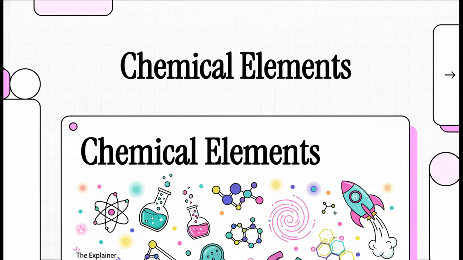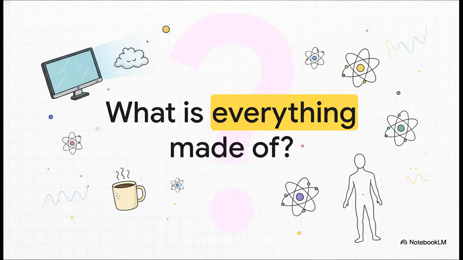Today, we're jumping right into one of the biggest questions you can ask. What is our universe actually made of? We're talking about the chemical elements. And I mean, seriously, just take a second and look around. The phone or computer you're watching this on, the tree outside your window, the air you're breathing, even you. What is all of this stuff really made of? Well, the answer is both way simpler and way more amazing than you might think.